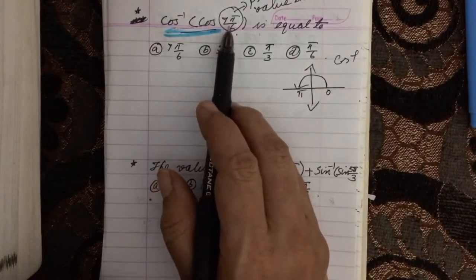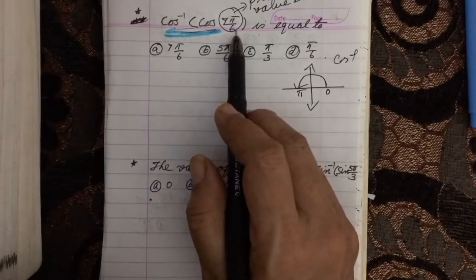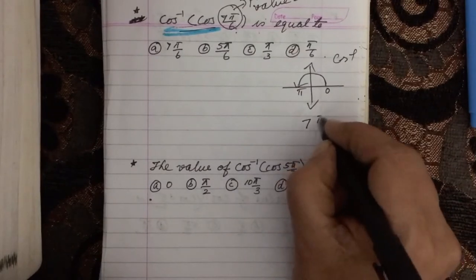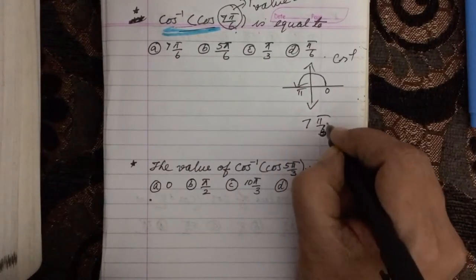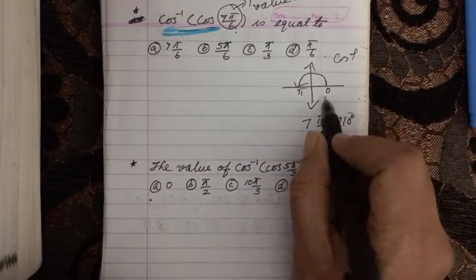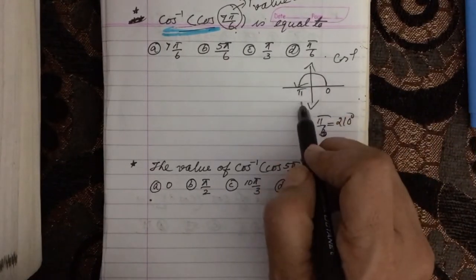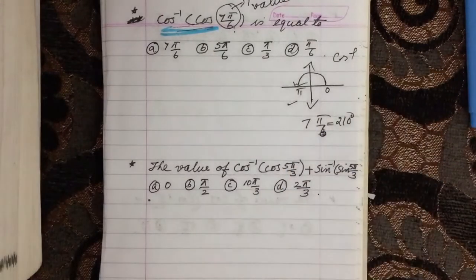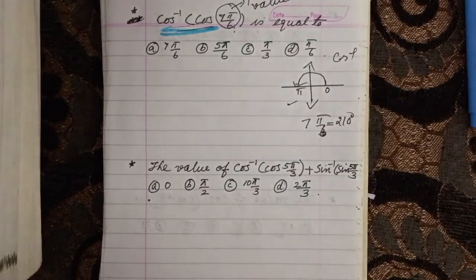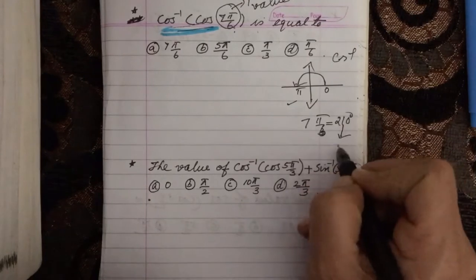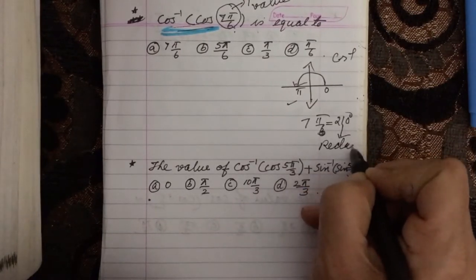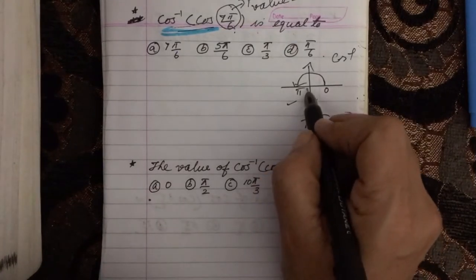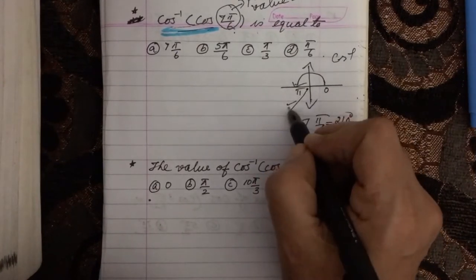Now this angle 7 pi by 6 is not in this. Pi by 6 is 30 degree. So 7 pi by 6 means it is 7 into 30, that is 210 degree. Over here 210 degree comes, it is 180, this is 270. So 210 degree comes in the third quadrant. Now what you have to do is, we have to reduce this angle. And how to reduce this angle? As you know that this angle actually is in the third quadrant.